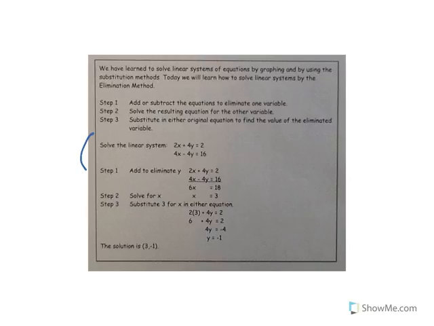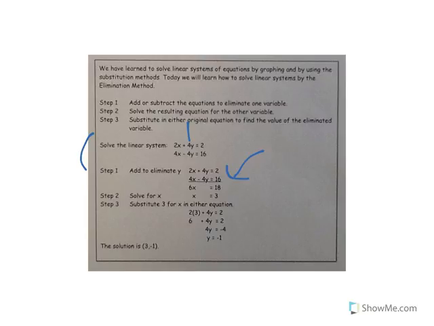So the first thing you need to do is set up the actual equations so the x's are above the x's, the y's are above the y's, and the constants are above the constants. And what you will notice here is that for this set of equations, 2x plus 4y is equal to 2 and 4x minus 4y is equal to 16, they both have a 4y in there. So because one is a plus 4y and one is a minus 4y, I can add these two equations together, and that's what's happening here.